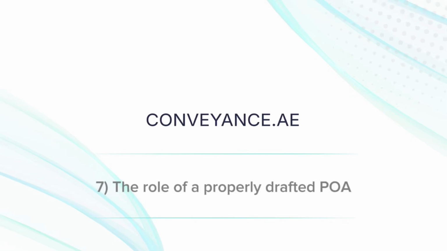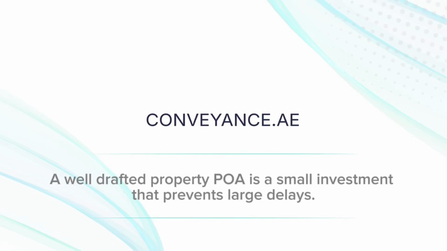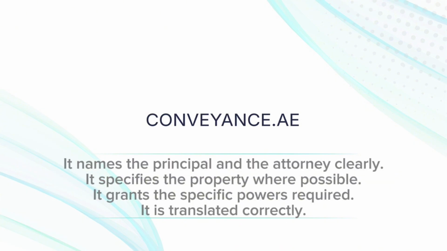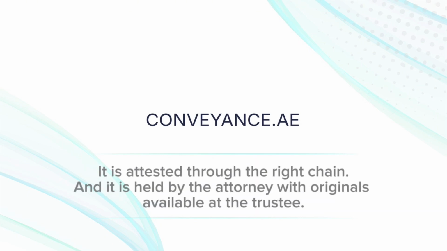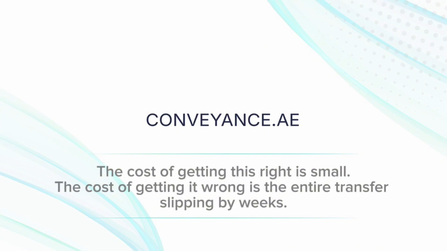7. The role of a properly drafted POA. A well-drafted property POA is a small investment that prevents large delays. It names the principal and the attorney clearly. It specifies the property where possible. It grants the specific powers required. It is translated correctly. It is attested through the right chain. And it is held by the attorney with the originals available at the trustee. The cost of getting this right is small. The cost of getting it wrong is the entire transfer slipping by weeks.